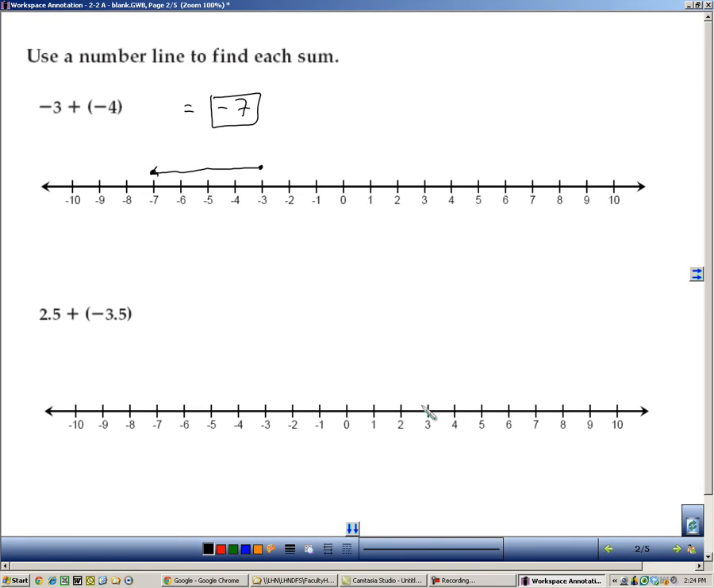Next one. 2.5 gets us about right here, so we'll start there. Adding means go to the right, but a negative says change direction. So we're really going to go to the left 3.5. So here's our half, and then 1, 2, 3. 2.5 plus -3.5 gets us at -1.